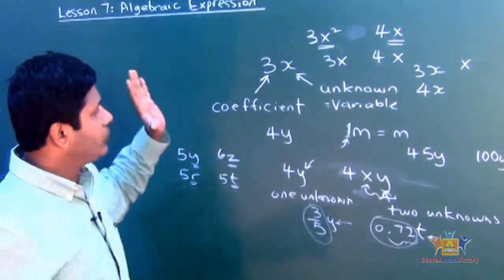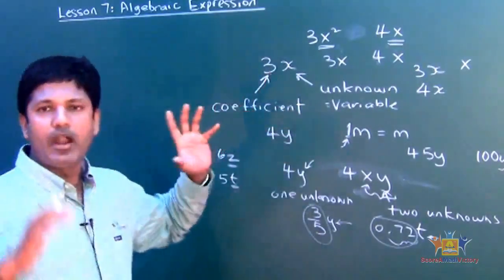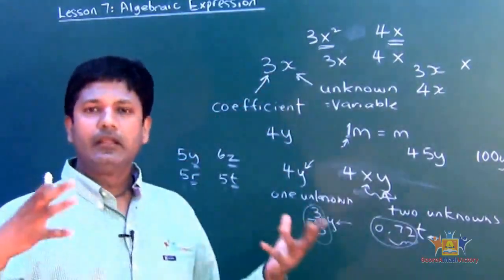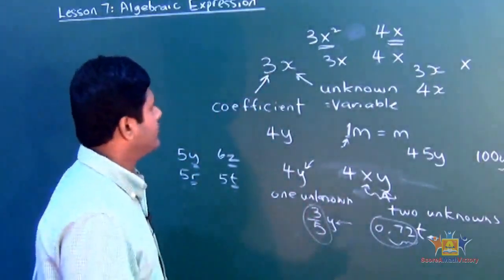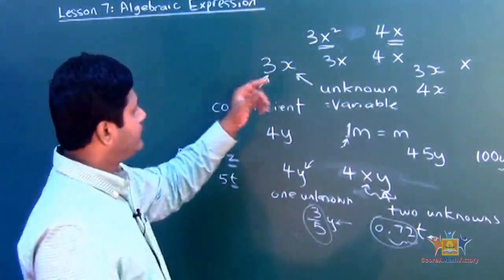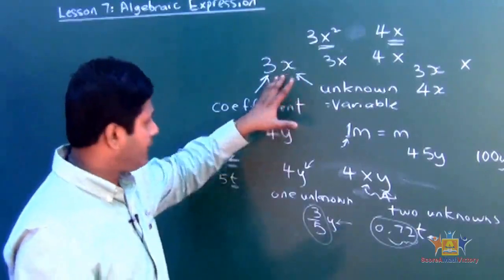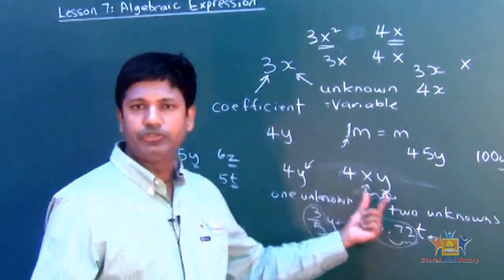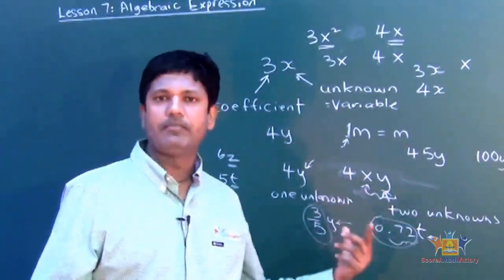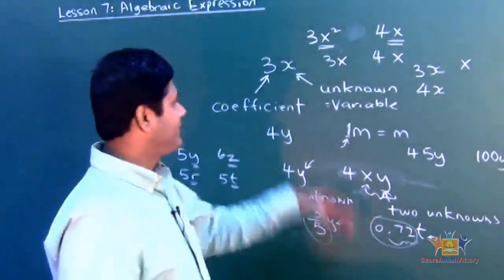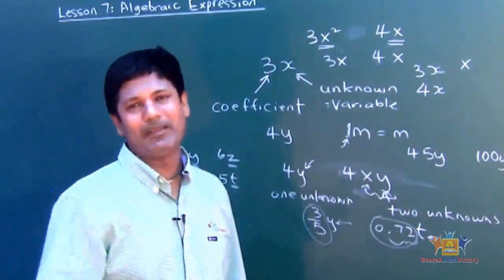The key is, I want you to understand what a term is: the algebraic term expression. This one has one unknown, and if you have x and y, that's two unknowns. So remember that. Alright, let me erase the board. Let's do more, and I'll be back with you in a few seconds.